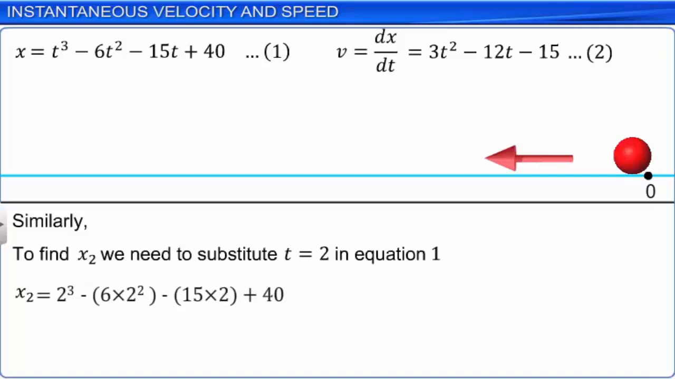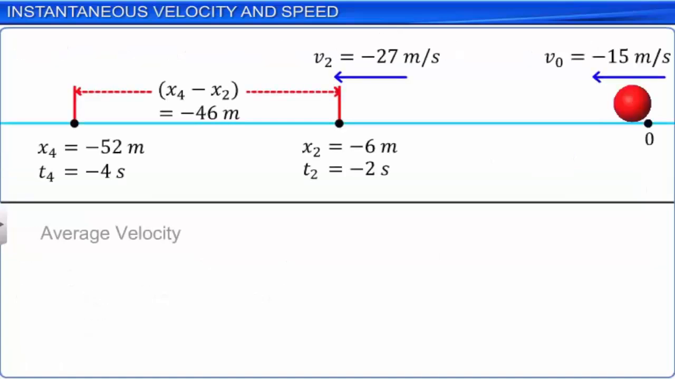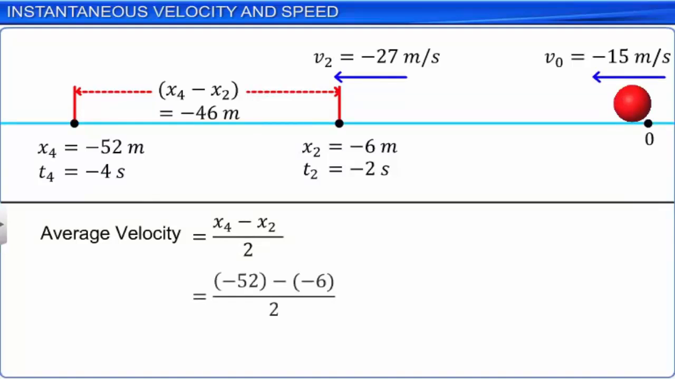Average velocity is equal to x4 minus x2 by 2, which is minus 52 minus of minus 6 by 2, which is equal to minus 46 by 2, which is equal to minus 23 meters per second. Therefore, the average velocity between t is equal to 2 seconds and t is equal to 4 seconds is minus 23 meters per second.